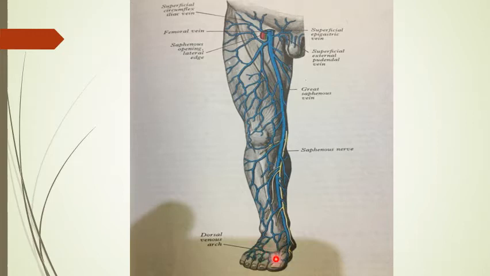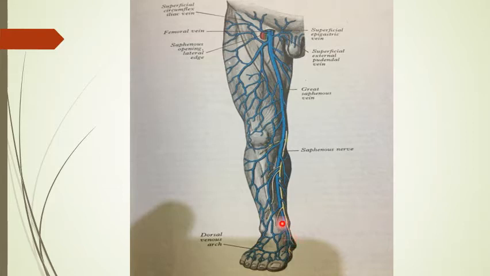The medial half of the dorsal venous arch joins to form the medial marginal vein. This is the medial marginal vein, and it continues in front of the medial malleolus. So we can give an IV drip or a cannula can be passed, and we can put the drip, if the vein is not available on the upper limb due to dehydration conditions. This vein is very prominent in front of the medial malleolus.